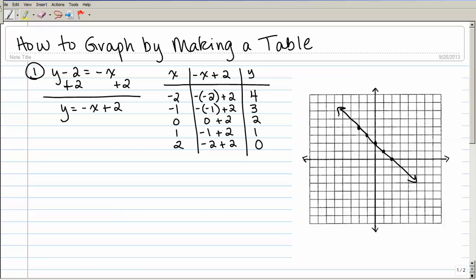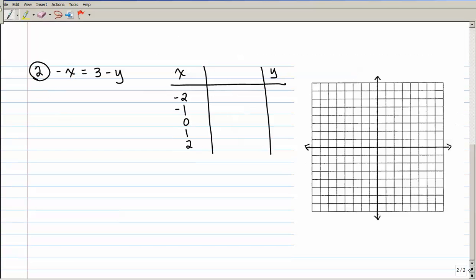If for some reason your dots, when you connect them, don't turn out to be a line, it means you must have made a mistake in your calculation somewhere. Let's take a look at another example.